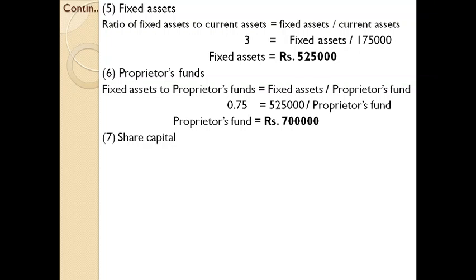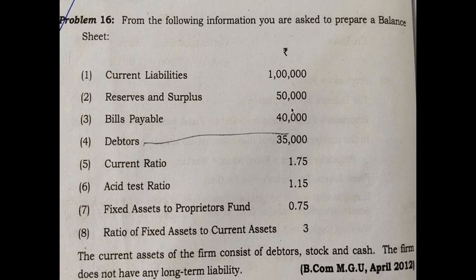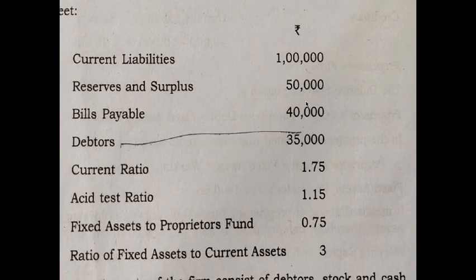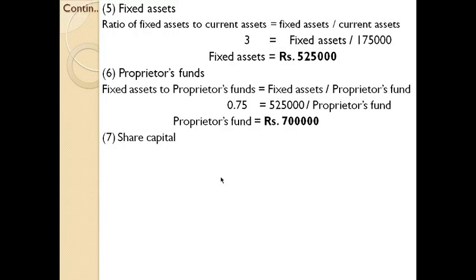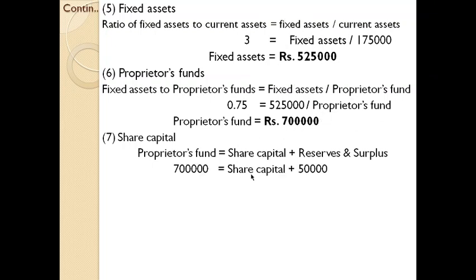Next, share capital. I hope you all know why we went for share capital, because we already found proprietors fund, and in the question it is said that reserves and surplus is 50,000. We have done the same step in the last question. Proprietors fund means share capital plus reserves and surplus. We already found proprietors fund, 7 lakh, equals share capital, which we are going to find, plus reserves and surplus. You will get share capital 6,50,000. Try to find as many items that come under each head. That is the concept of doing this problem.